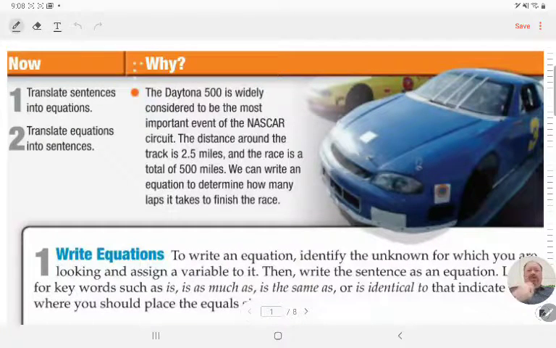All right, so today we're talking about writing equations. The first lesson in chapter 2. Today we're going to translate sentences into equations, and we're going to translate equations into sentences.